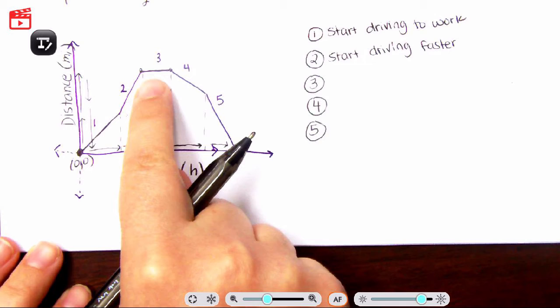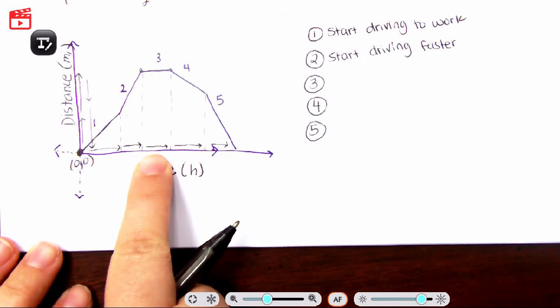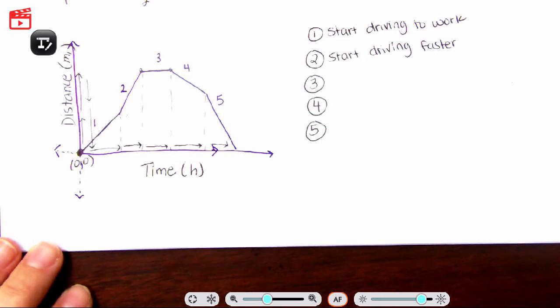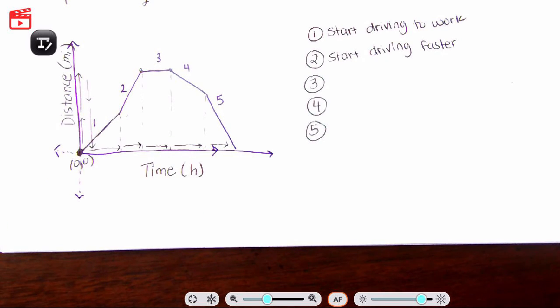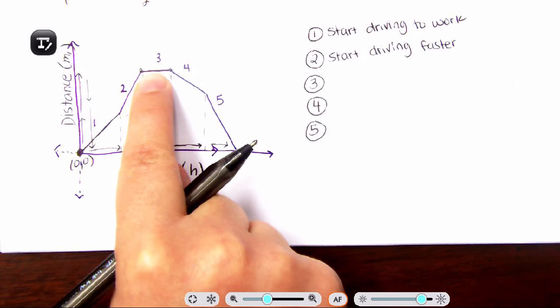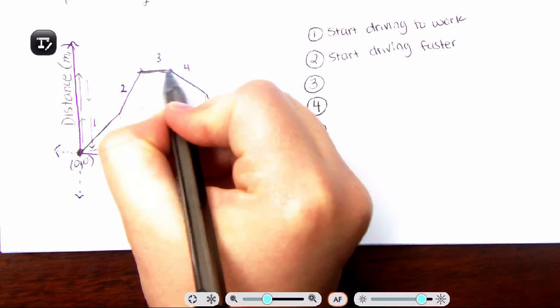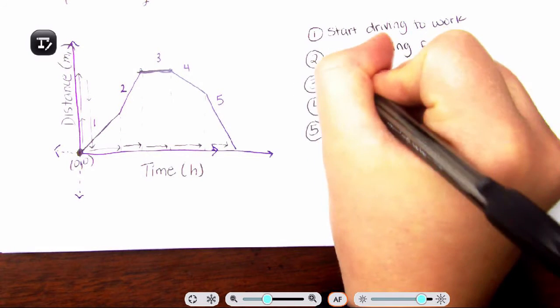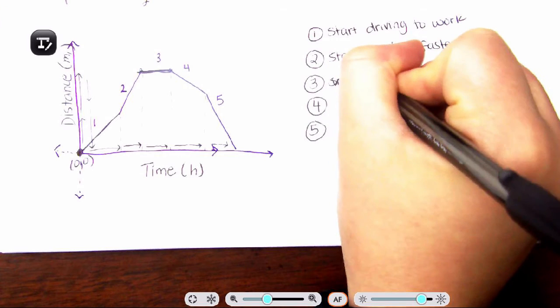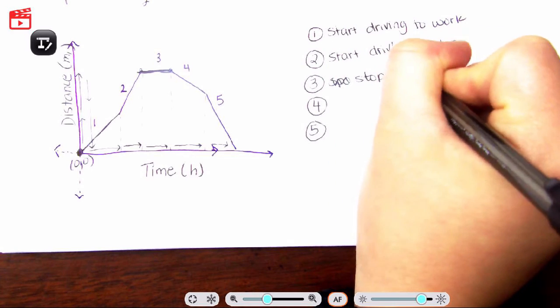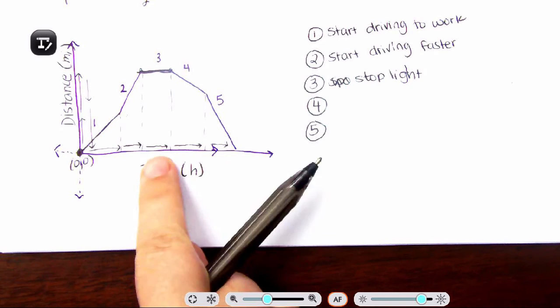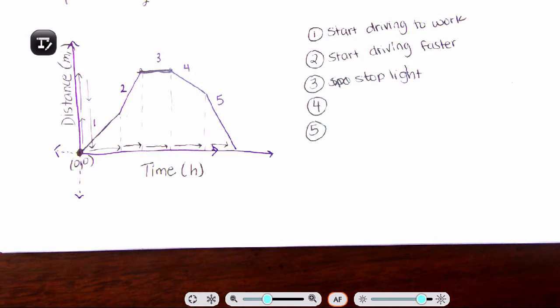Now, time never stops, so the time is still increasing. However, notice that my distance line, it stops. I'm not moving. So what would a real world situation be for something that is just a horizontal line? I'm thinking if time is going, but I'm not moving, maybe a stoplight. I hit a red light and I needed to stand there for a few minutes, or hours, for a while.